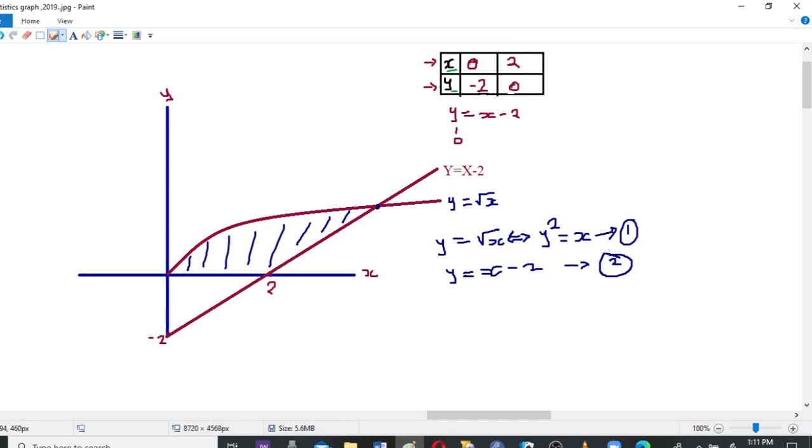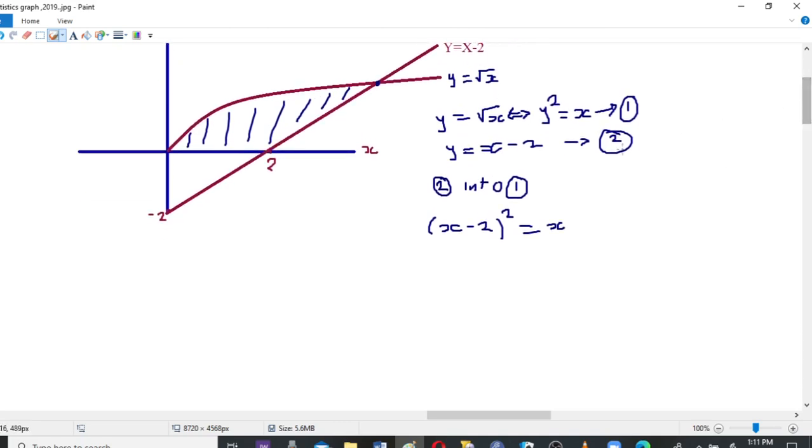Okay, so to solve these two equations, we can substitute equation 2 into equation 1. So if we do that, what we are going to get is x minus 2, you close, then this will be squared, is equal to x. Now you need to expand: x minus 2 squared.